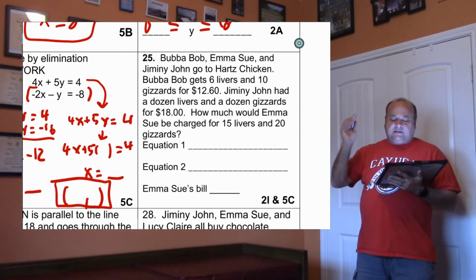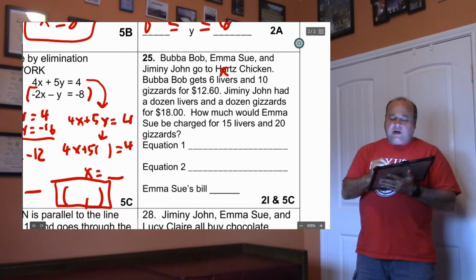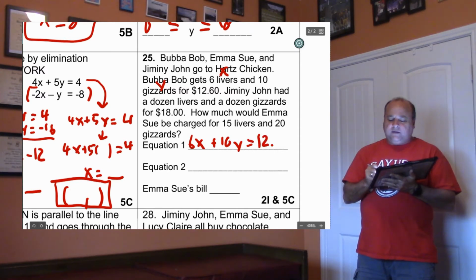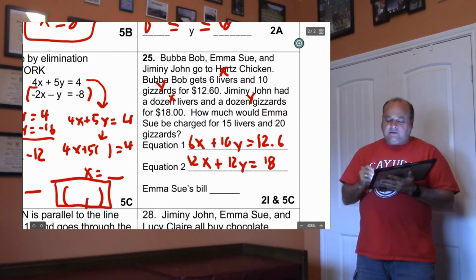Okay, Bubba Bob gets 6 livers and 10 gizzards. So this is going to be our X. These are going to be our Y. So 6X plus 10Y equals 12.6. Jiminy John gets a dozen livers, so that's our X. So 12X plus a dozen gizzards, 12Y for $18.